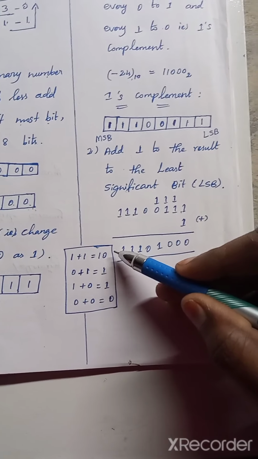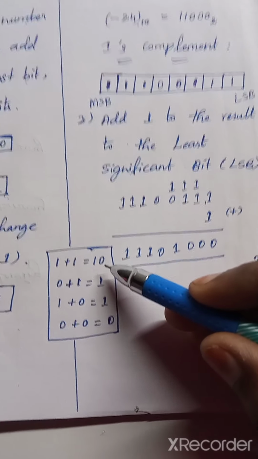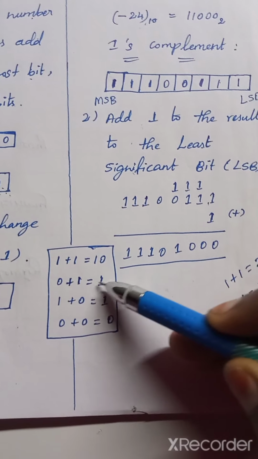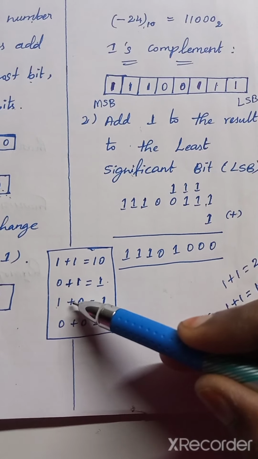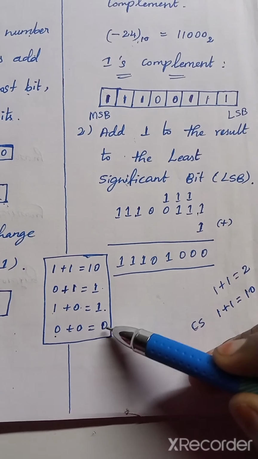So can you see this? 1 plus 1 equals 10. Okay, 1 plus 1 equals 10. 0 plus 1 equals 1. 1 plus 0 equals 1. 0 plus 0 equals 0.